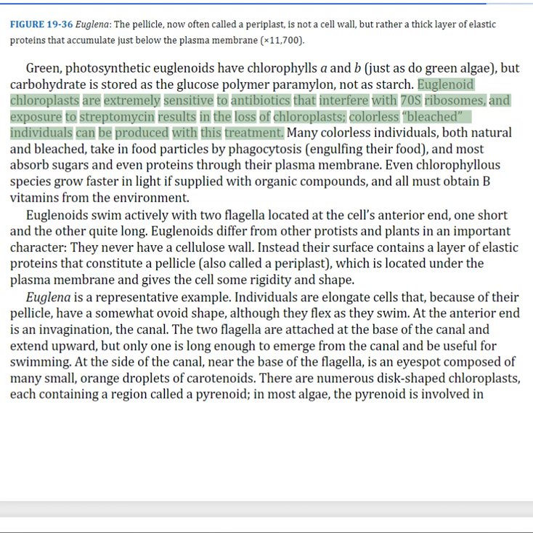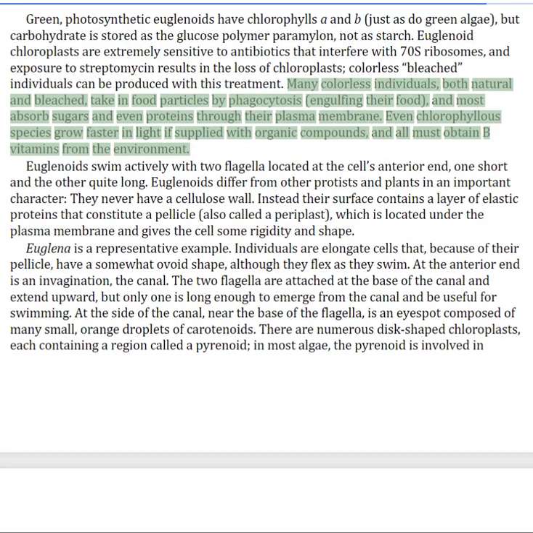Euglenoid chloroplasts are extremely sensitive to antibiotics that interfere with 70S ribosomes, and exposure to streptomycin results in the loss of chloroplasts. Colorless, bleached individuals can be produced with this treatment. Many colorless individuals, both natural and bleached, take in food particles by phagocytosis, and most absorb sugars and even proteins through their plasma membrane. Even chlorophyllous species grow faster in light if supplied with organic compounds, and all must obtain B vitamins from the environment.